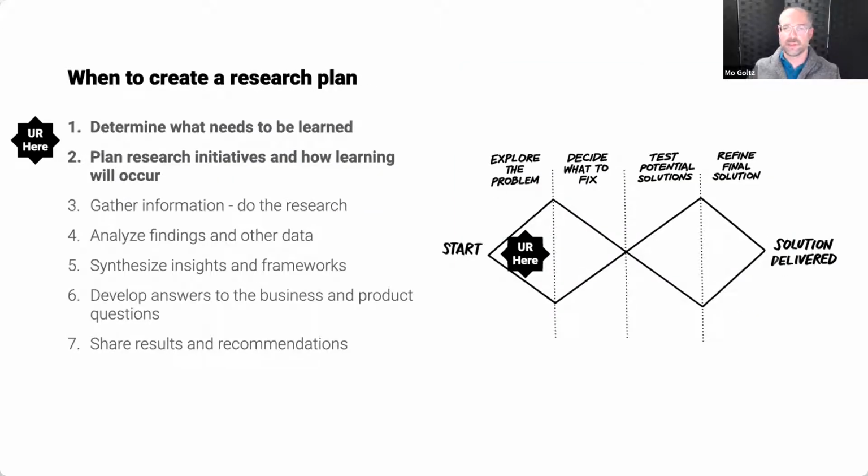This lecture focuses on research as part of the design process. On the left, there are 7 steps about creating research. The first one: determine what needs to be learned. Number 2: plan research initiatives and how learning will occur. That's what I'm talking about here. All the later stages of gathering information, analyzing findings, and data synthesis come later.